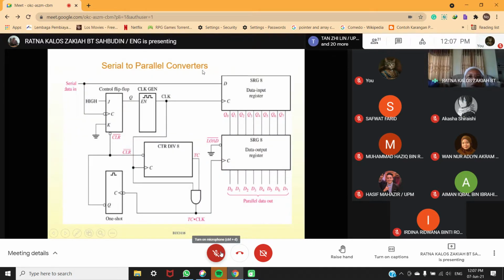Okay, so you can see, this serial to parallel converter, you can see serial data in. Okay, so you have here data in input register, and then you have here also data input register. This is in parallel output. Serial in, parallel output, and then goes to another register, parallel out. And then you also have here what? Counter, right? Counter divide by 8 here. You have this clock, you have JK flip-flop and so on. This is okay, serial to parallel converter, yeah. This is big circuit here.